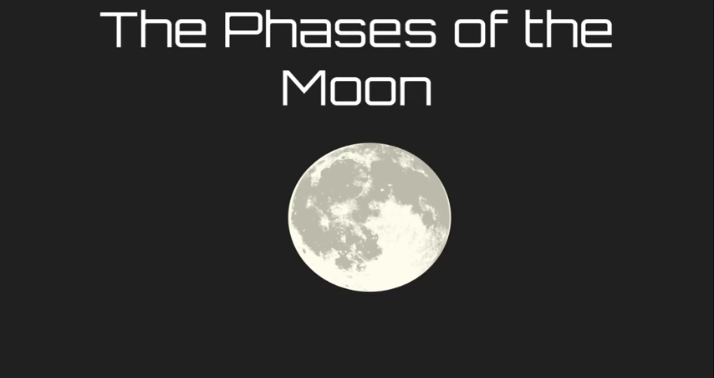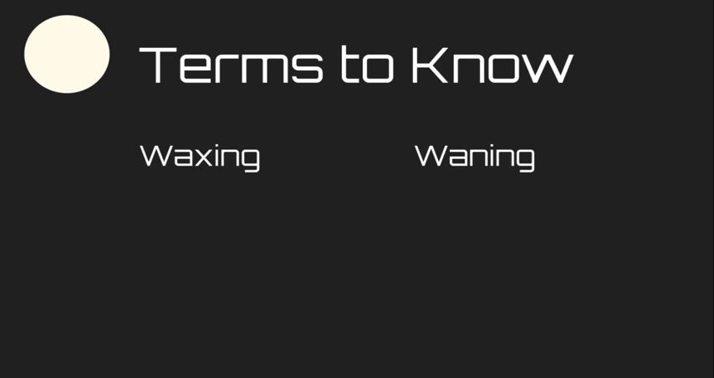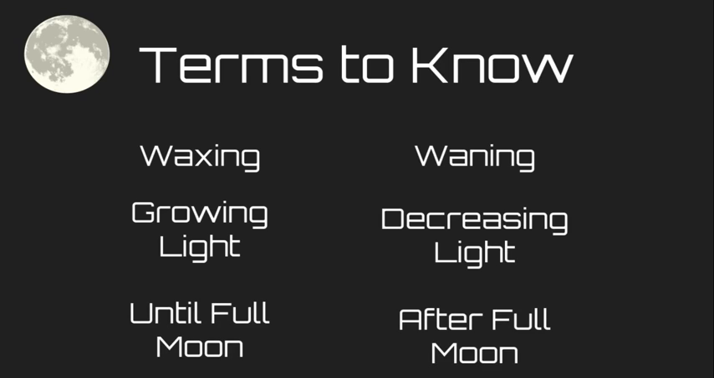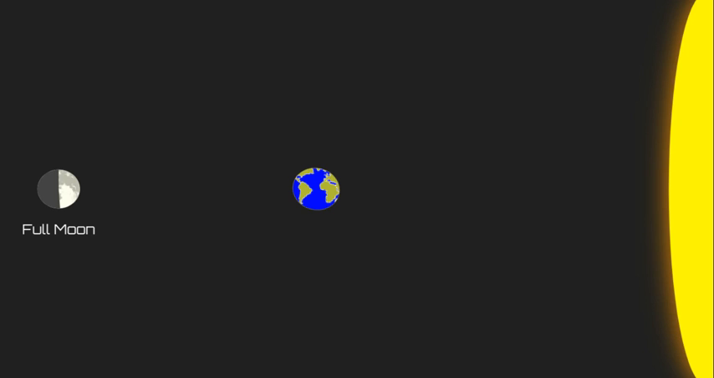In this video, we're going to discuss the phases of the moon. So we are all pretty familiar with the moon, but there's a couple terms you might not know with it. Waxing and waning. A waxing moon is generally referred to as growing light, whereas a waning moon is decreasing light. So basically what that means is a waxing moon is until the full moon, and a waning moon is after the full moon. And generally we use the full moon and the new moon as indicators of our cutoff points.